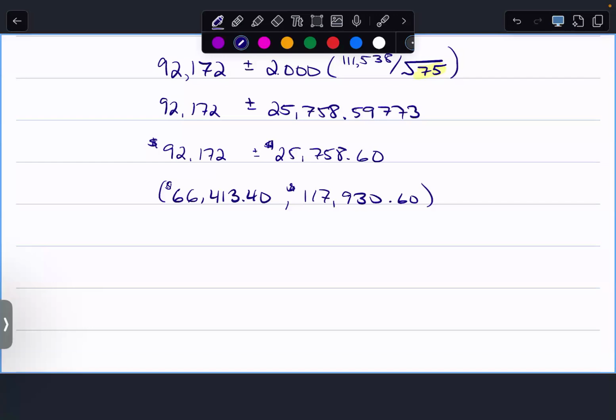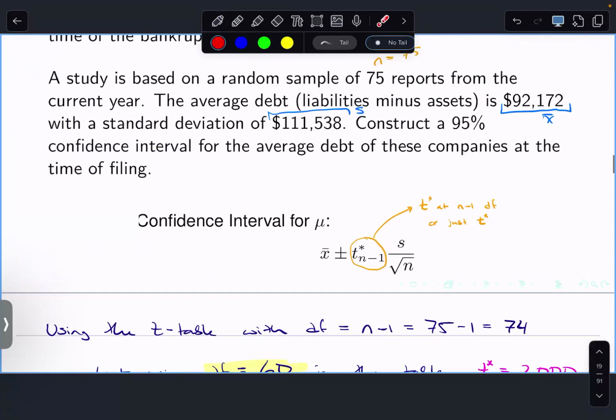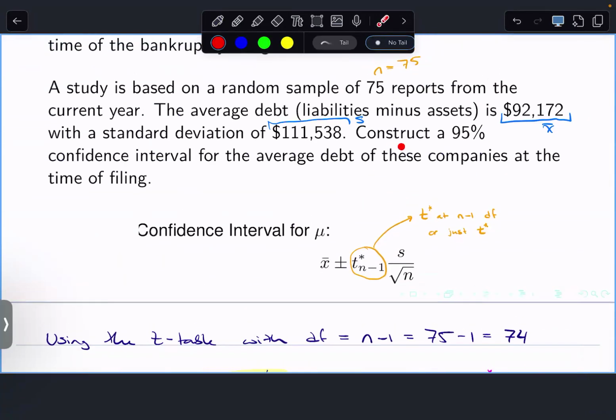That math is not difficult, right? That's not the hard part. We know that interpreting the interval, that's the hard part. Right? And so it's half the marks. So what do we have to do? Okay, I built a 95% confidence interval. So I'm 95% confident that whatever I built an interval around, that the average debt of these companies at the time of filing, right, is within this interval.